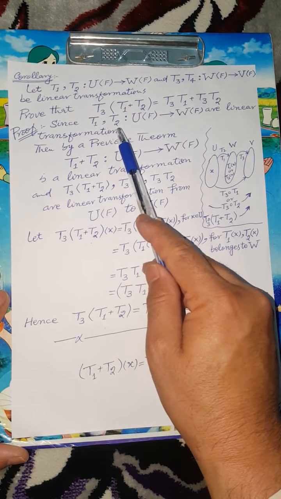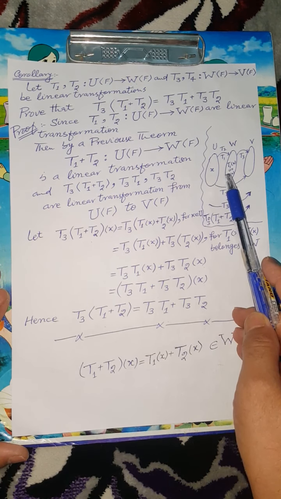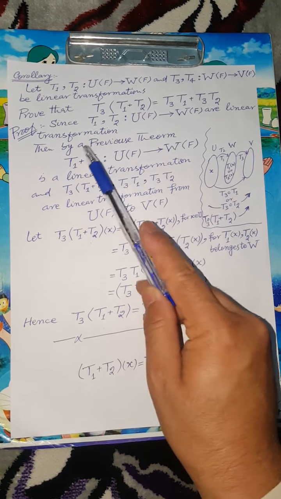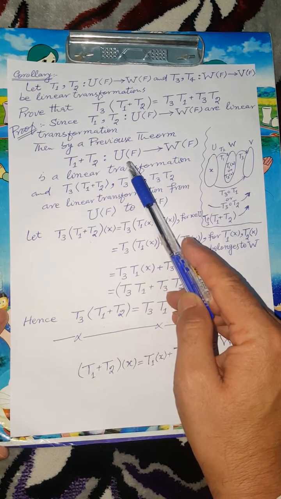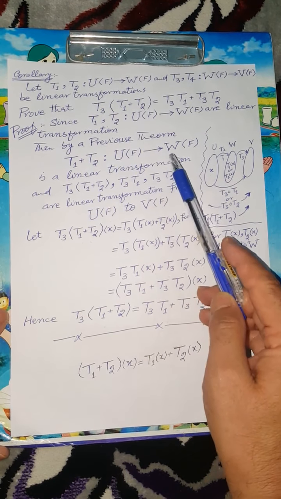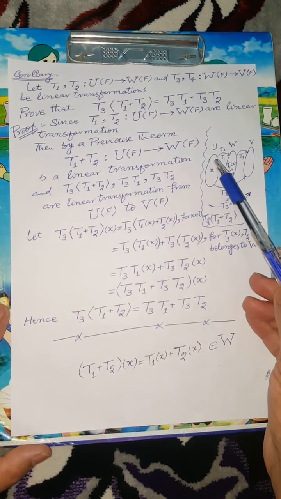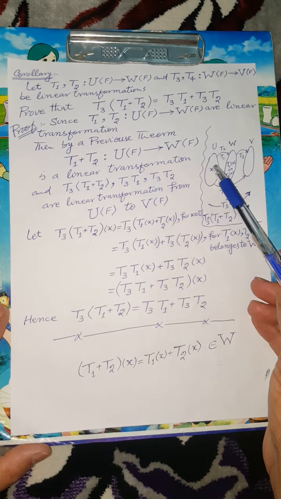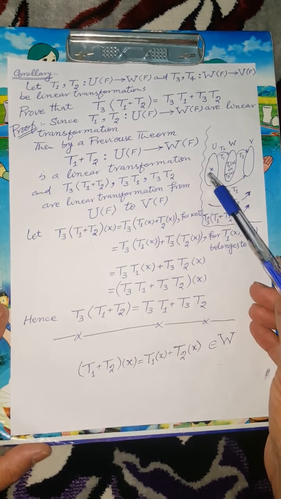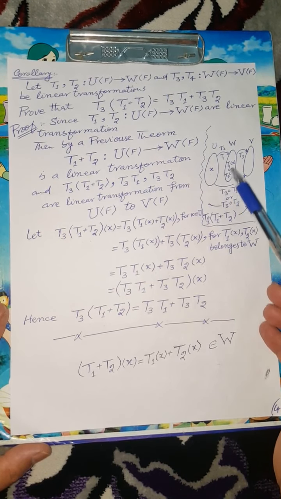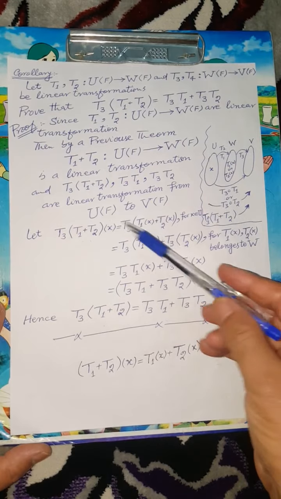Since T1 and T2 are linear transformations from the vector space U to the vector space W over the same field F, then by a previous theorem, the sum of the linear transformations T1 and T2, that is T1 plus T2, is also a linear transformation from the same vector space U to the same vector space W over the same field F. And T1 is a linear transformation from the vector space U to the vector space W. Therefore, T1x is an element of W. Similarly, T2x is also an element of the vector space W, because T2 is also a linear transformation from the vector space U to the vector space W.